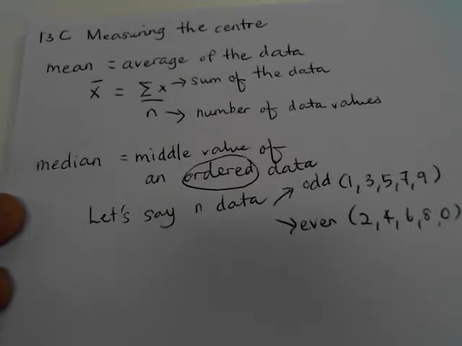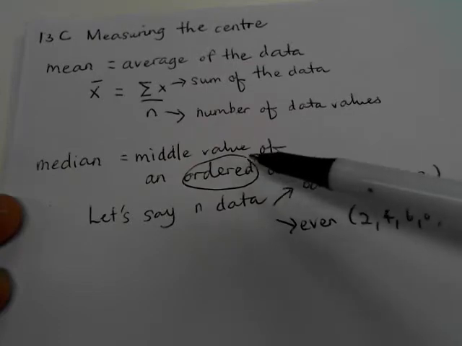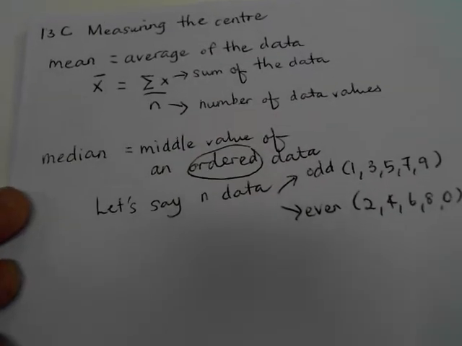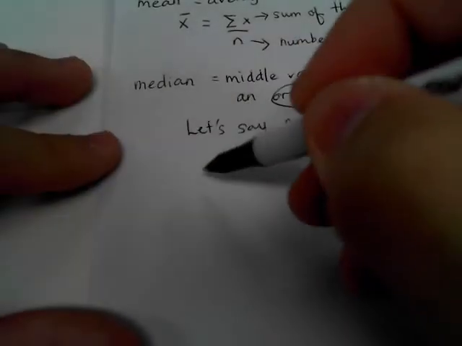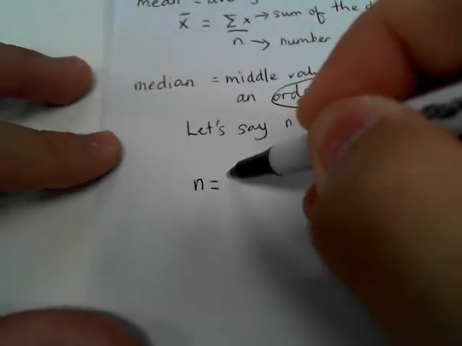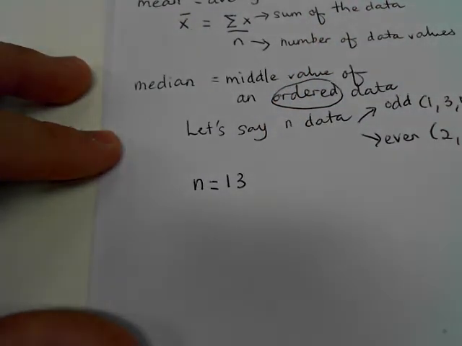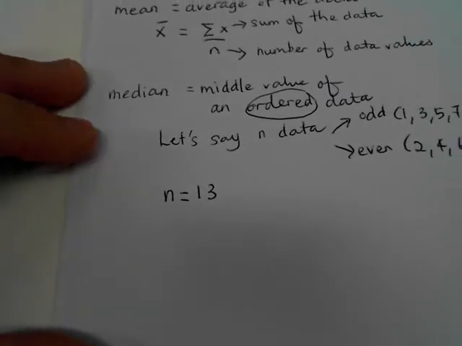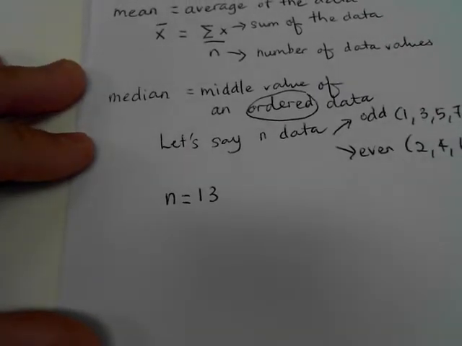Now, the median here, as I've mentioned, is the middle value. It does not mean it is an actual value from the data itself. It's the ordering. Remember, we talked about the order. All right, so let's just say if I have n as 13, I want to locate the middle value, not the numerical value, but the order. There is a formula for it.